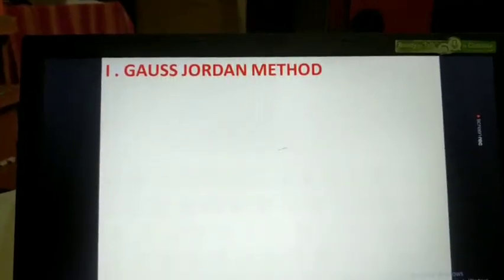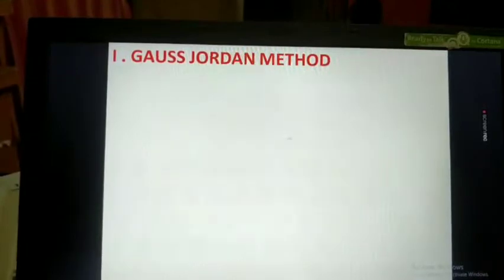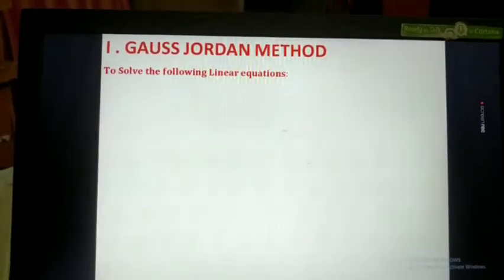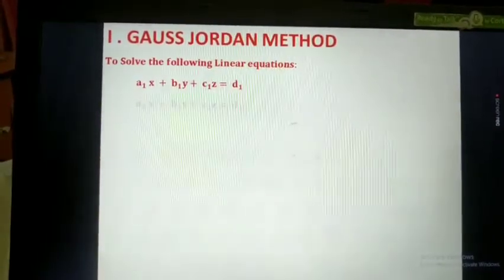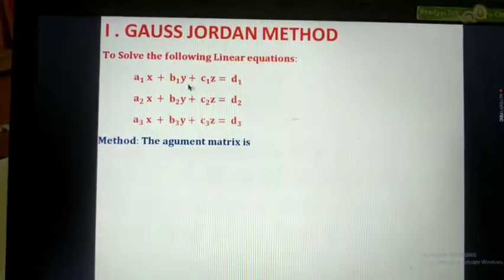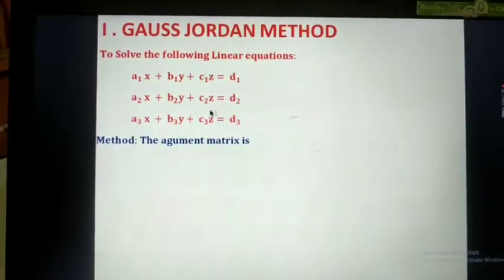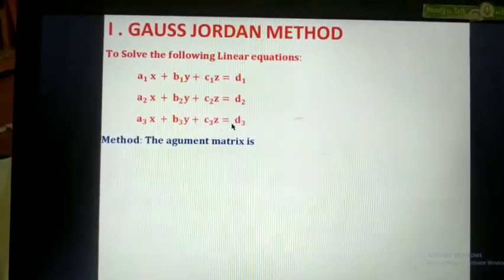Next, let us go to the Gauss-Jordan method of finding the solution to linear equations. Again, take the linear equations consisting of three unknowns by means of the equations A1x plus B1y plus C1z equal to D1, A2x plus B2y plus C2z equal to D2, A3x plus B3y plus C3z equal to D3.